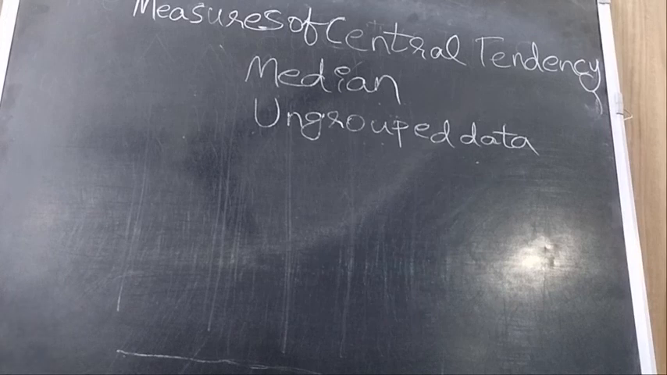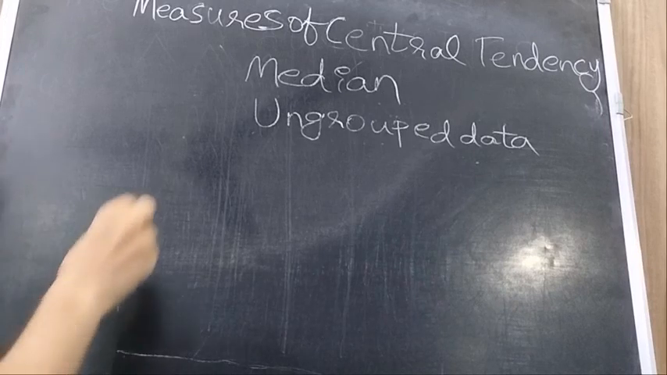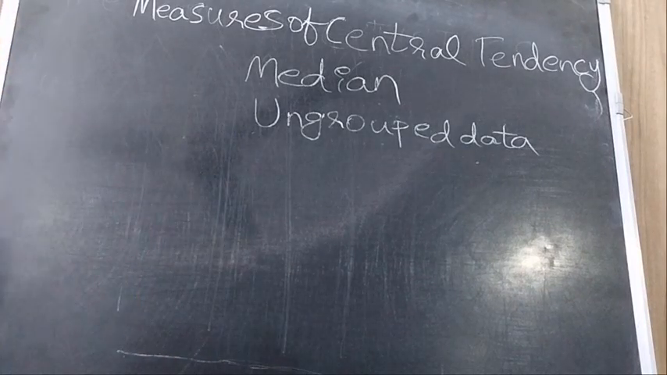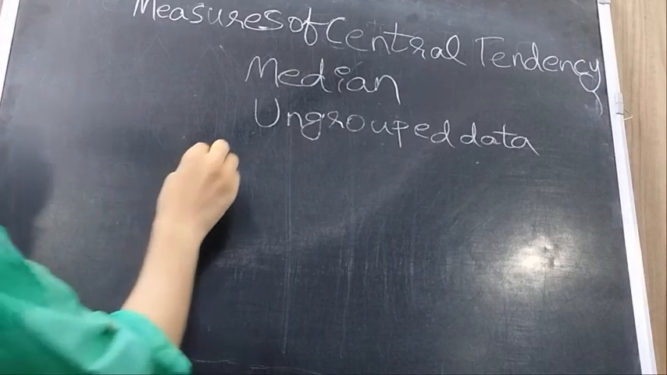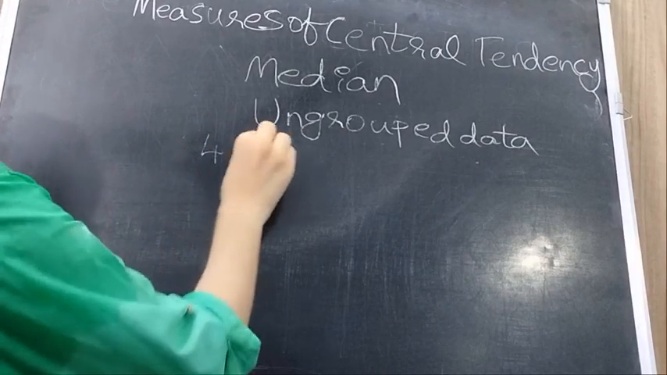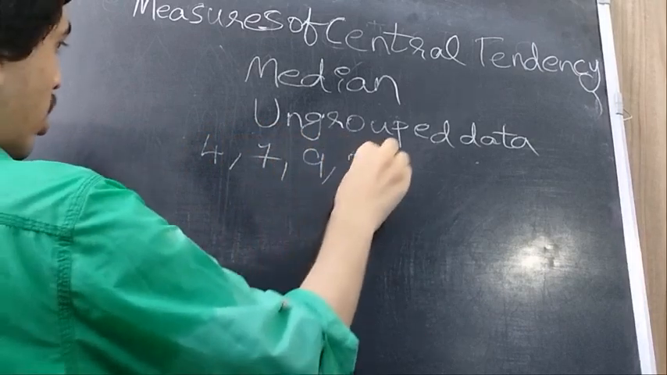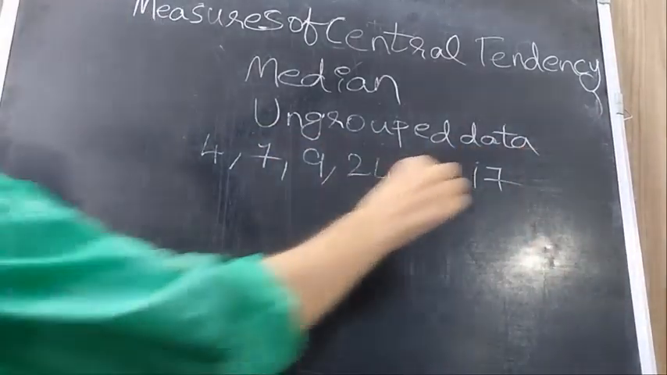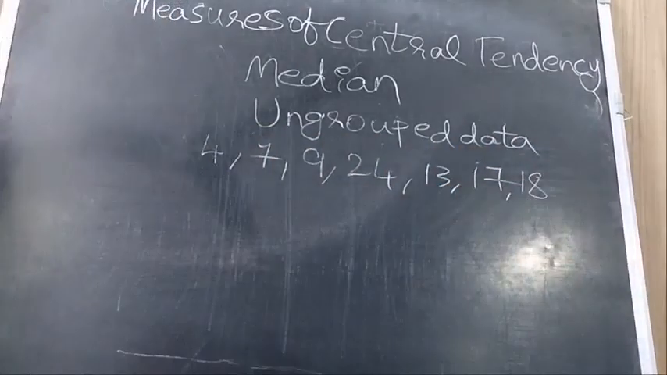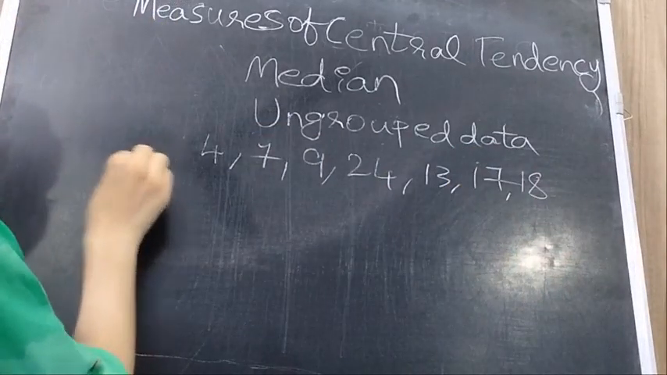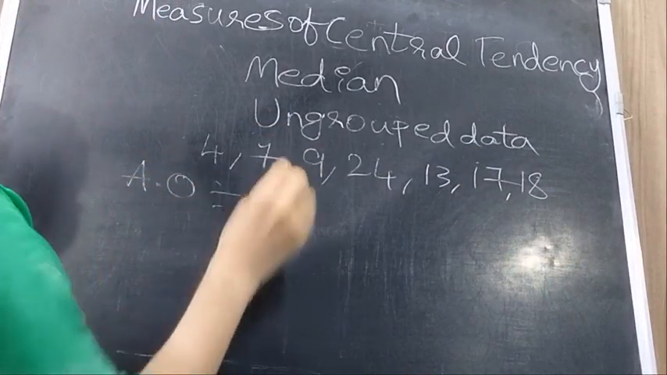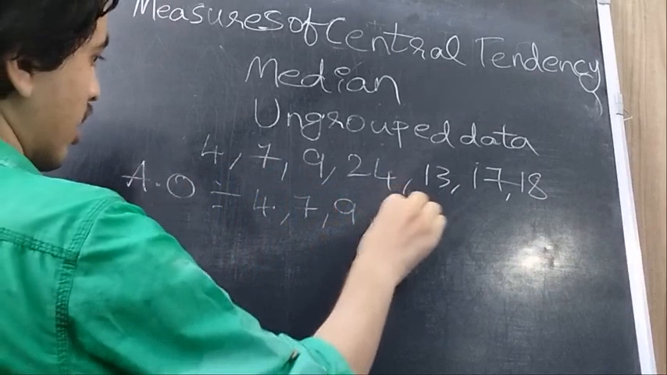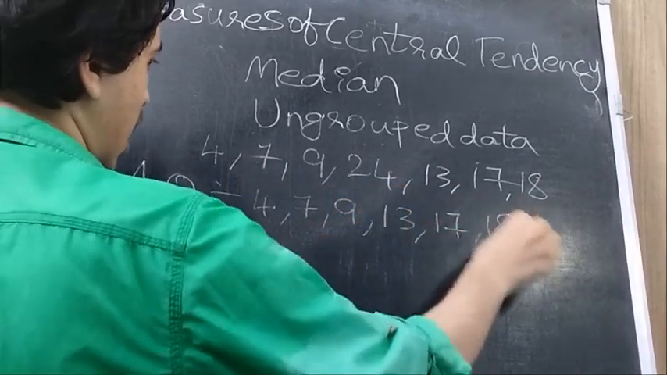Now we will see the median in ungrouped data. The median definition is the middlemost value. What is the median definition? The middlemost value. So we will see an example like 4, 7, 9, 24, 13, 17 and 18. First we have to arrange the series in ascending or descending order. That is ascending order: 4, 7, 9, 13, 17 and 18.